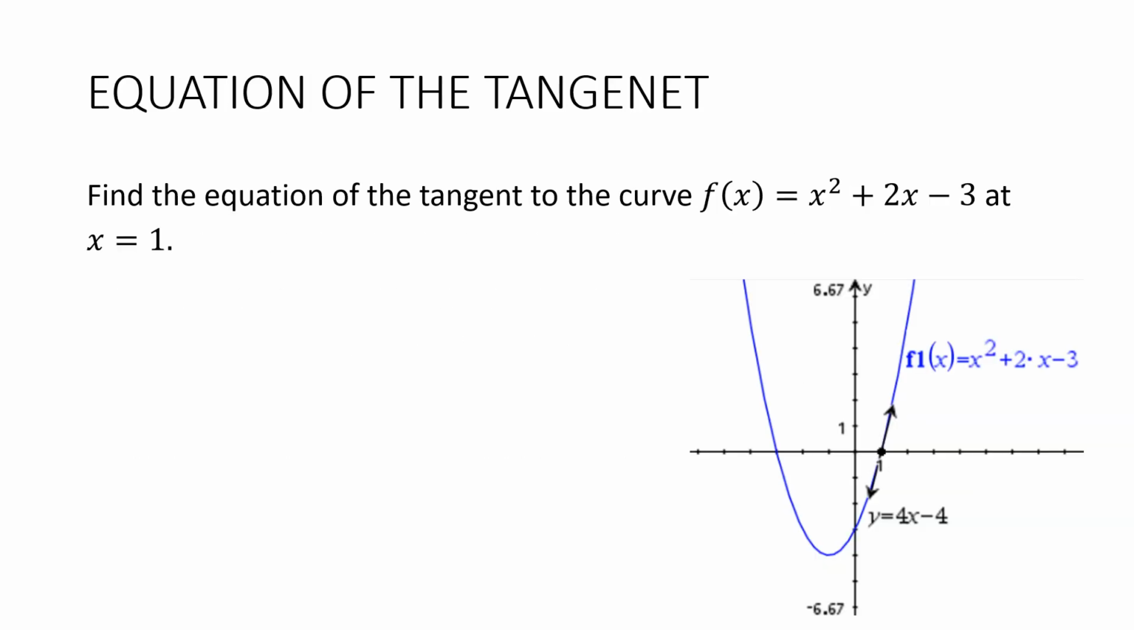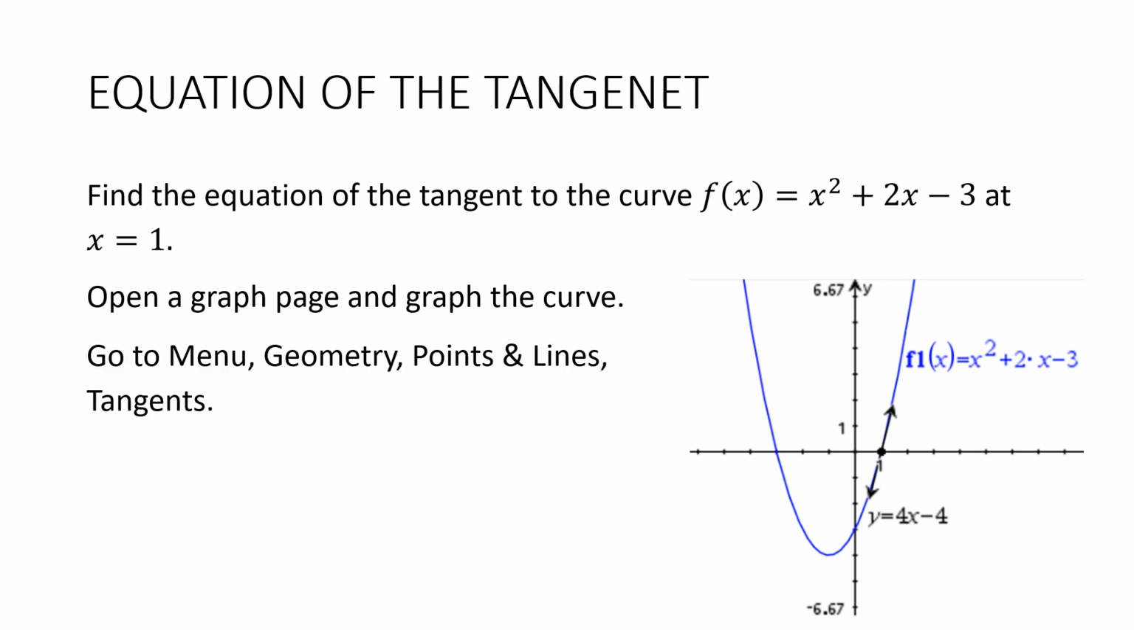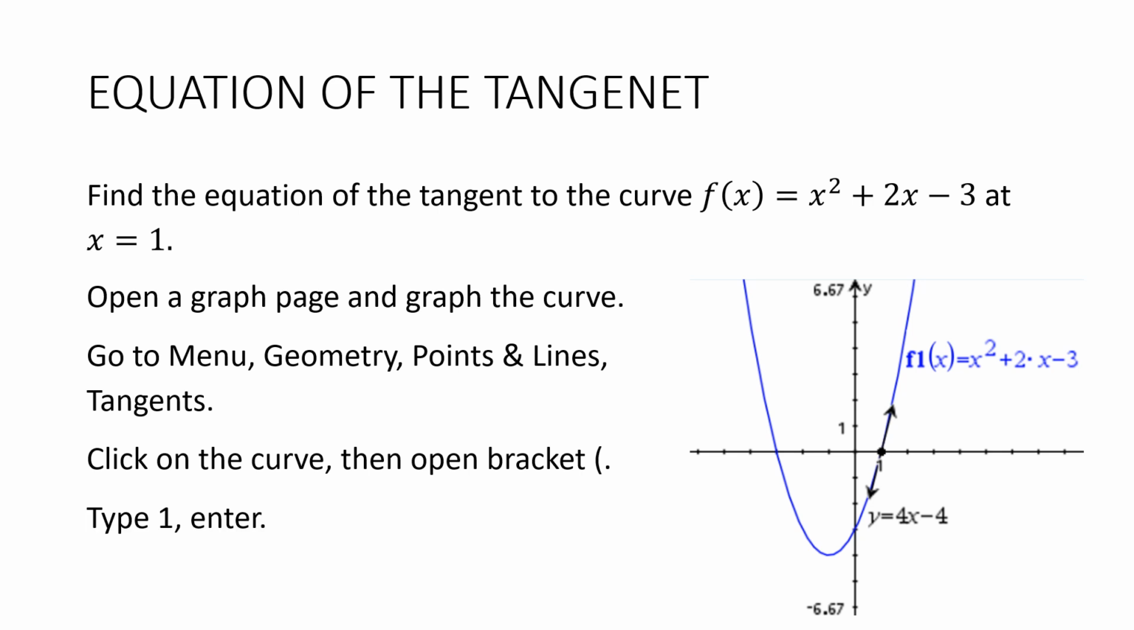Now to find the equation of the tangent, we do it graphically. So what we're going to do is open a graph page and graph the curve, which you can see there. Then we go to Menu, Geometry, Points and Lines, and Tangents. And click anywhere on the curve and then type an open bracket and put in your x coordinate and then enter. Let's go through that more slowly.